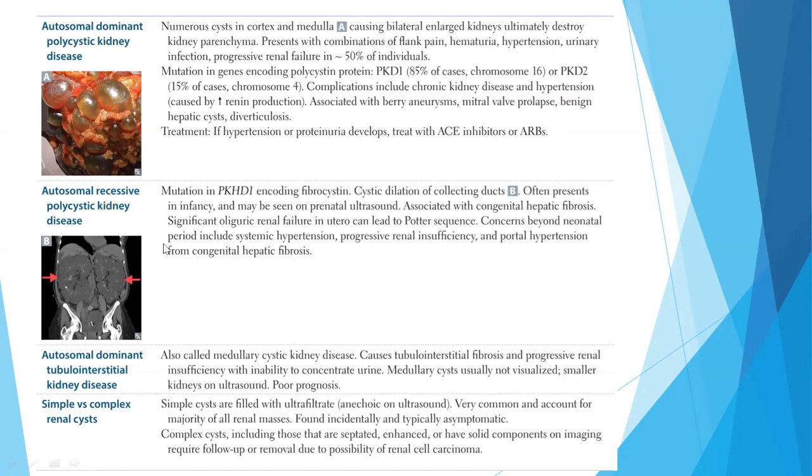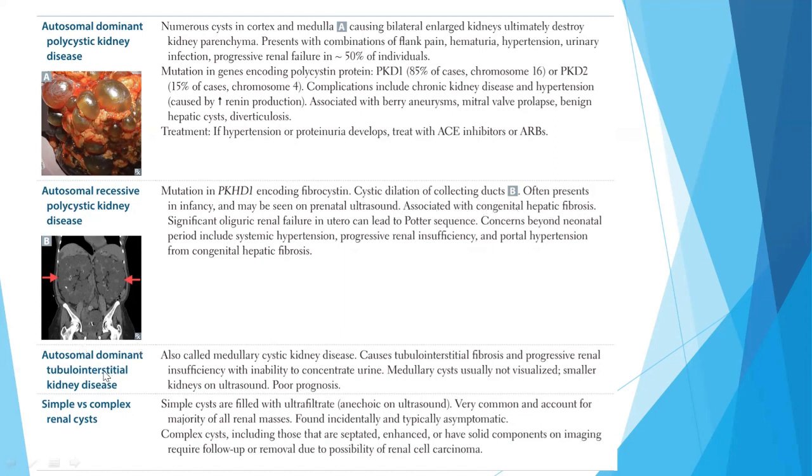Similarly, there is another form which is called autosomal recessive polycystic kidney disease, where there is mutation in the PKHD1 gene, encoding fibrocystin. There is cystic dilation of collecting ducts, often presenting in infancy and may be seen on prenatal ultrasound. It is associated with congenital hepatic fibrosis. And there is significant oliguric renal failure in utero, which can lead to Potter sequence. Concerns beyond the neonatal period include systemic hypertension, progressive renal insufficiency, and, importantly, portal hypertension and congenital hepatic fibrosis. In ARPKD, if they have to test any one concept, they will test you about the cystic dilation of collecting ducts.